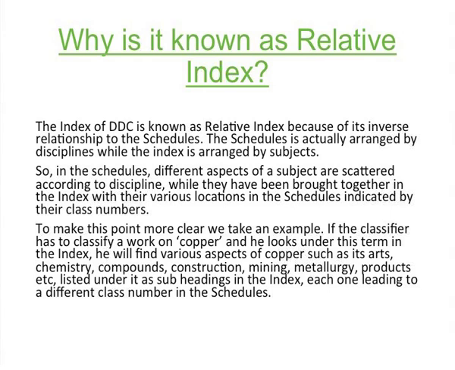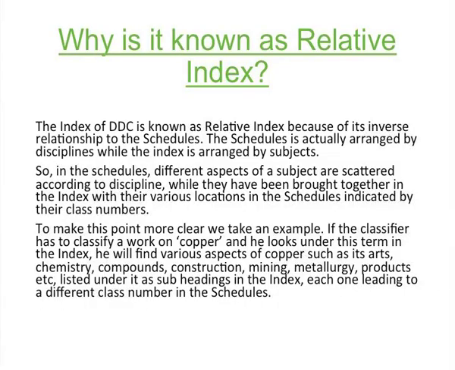It is called relative index because of its inverse relationship to the schedules, meaning that schedules are arranged in the sequence of disciplines and the index is arranged by subjects. So, they are just opposite of each other. In the schedules, different aspects of a subject are scattered according to discipline, while in the index, they are brought together with their locations in the schedules mentioned by their class numbers. Now, to make this point clearer, we will take an example.